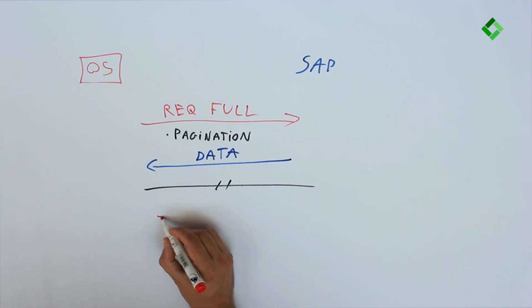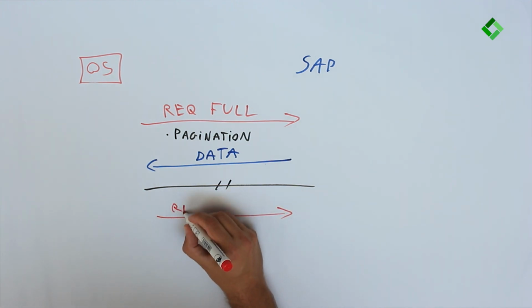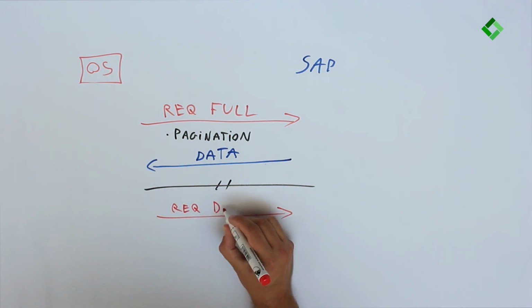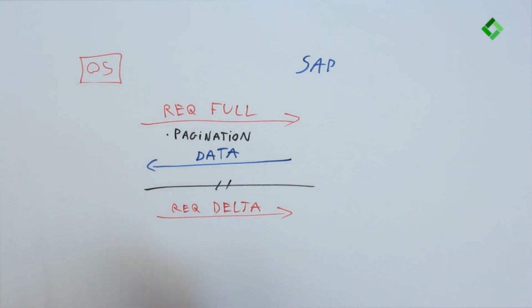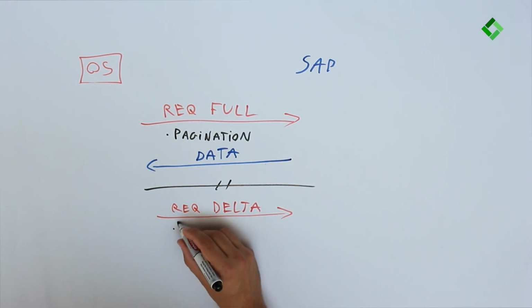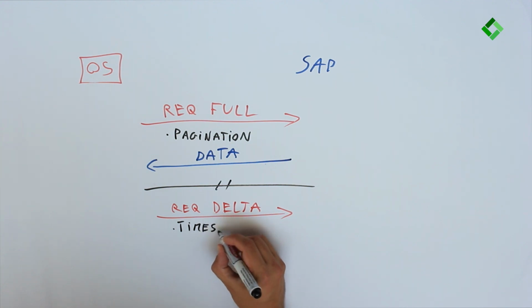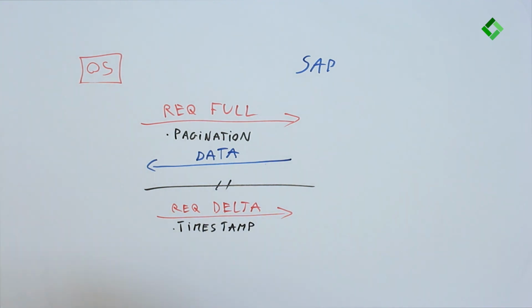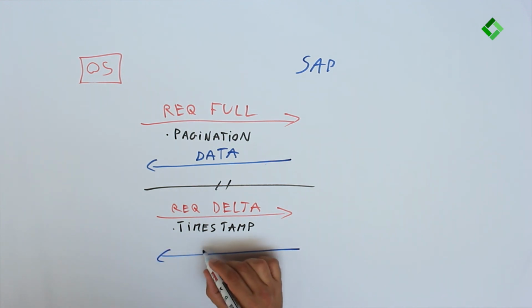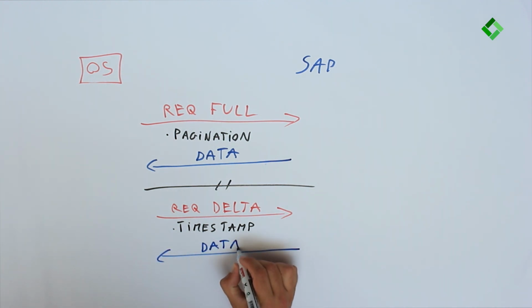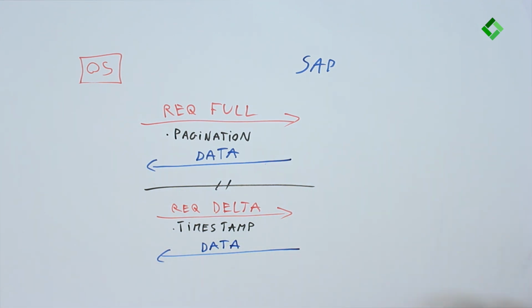Another way to request data is to do a delta request. This means that OutSystems will request data from SAP based on a timestamp. This timestamp will be sent in a request. SAP will then reply only with the data that has been changed since that timestamp.